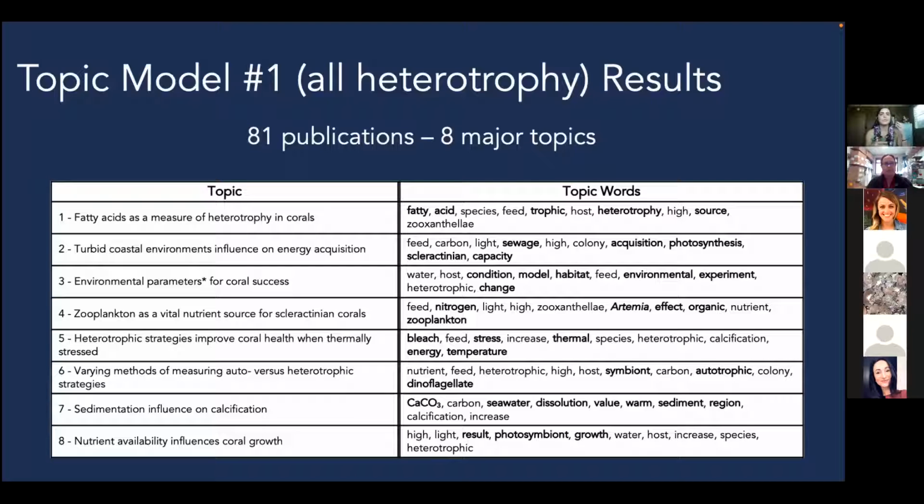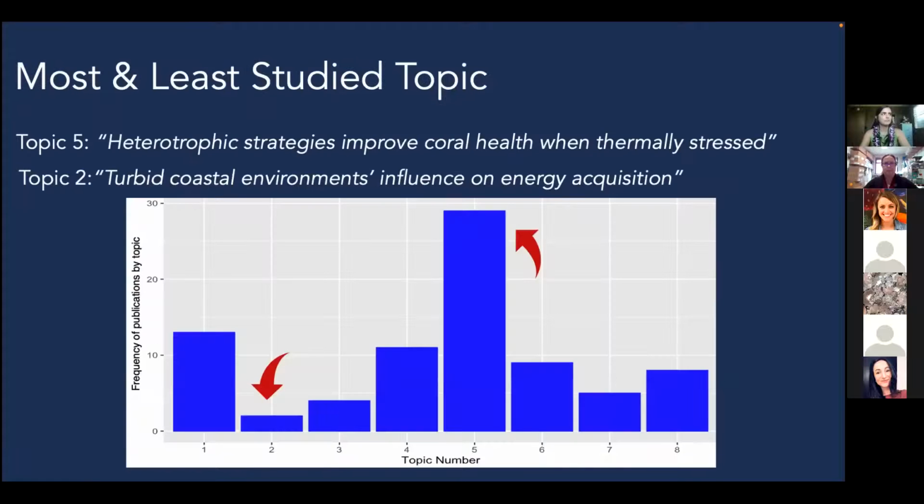So, okay, you can name these topics without having already read the articles, or you can also name them that way. When I looked at the distribution of publications by topic, so here we have topic number on the X, frequency of publications on the Y.